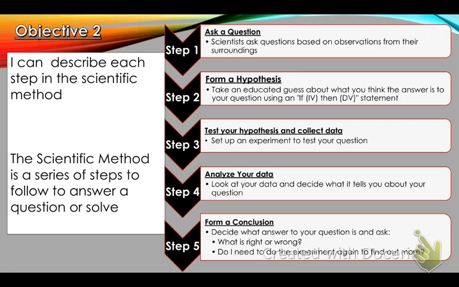So step number 2, which is form a hypothesis, you take an educated guess about what you think the answer is to your question using an if-then statement. So you see the IV and the DV in parentheses? That's independent variable and dependent variable. And we will talk about those a little bit later in the slides.